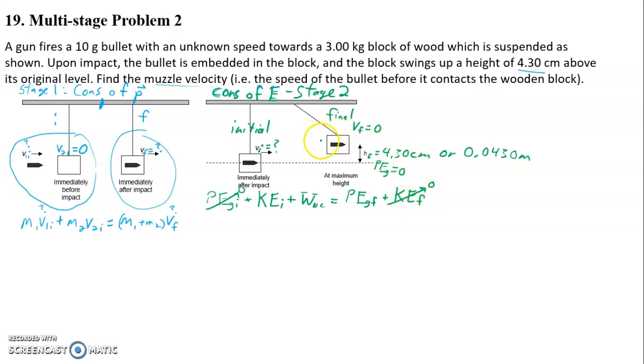Because that's when it gets to its highest point, that's by definition when the speed of the object is 0. So it has no kinetic energy at that highest point. Of course, it's going to swing back, but we're not concerned about that. And then we've got work by non-conservative forces.